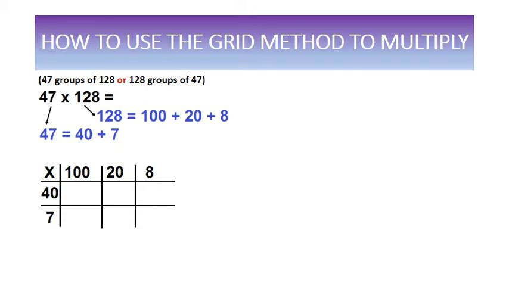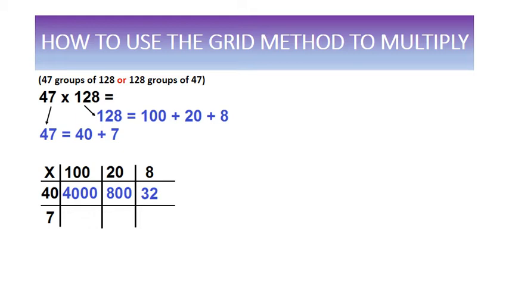So I'm going to start by doing 100 times 40. Again, in my head, I'm going to say 1 times 4, which is 4. Make it 10 times bigger for the 40, and then 100 times bigger because of the 100. So the answer is 4,000. Now 20 times 40, in my head, I'm going to say 2 4s, which are 8. Make it 10 times bigger for the 40, and another 10 times bigger for the 20. The answer is 800. And now 8 times 40, 8 4s are 32.